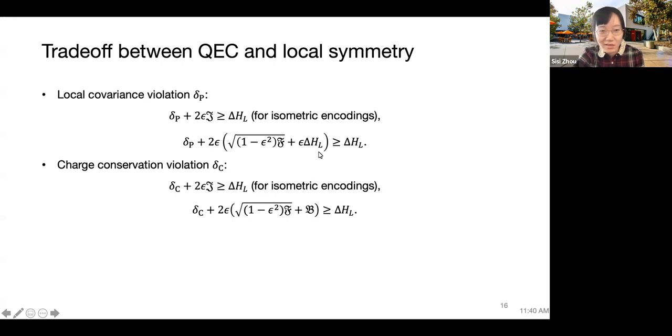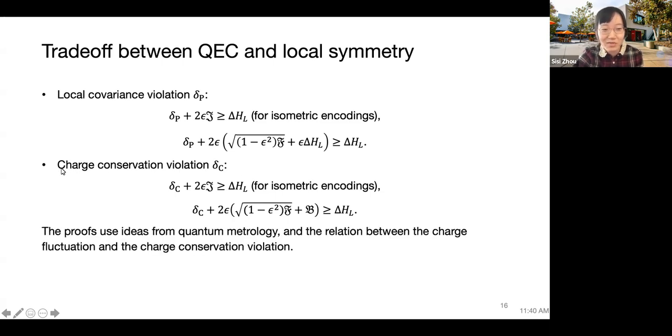So the reason is that in order to prove the bound for charge conservation violation, basically what we do is use the relation between the charge conservation violation and the charge fluctuation. So recall that for the charge fluctuation, we do have a bound with this additional factor of B here. So that's why we have this here.